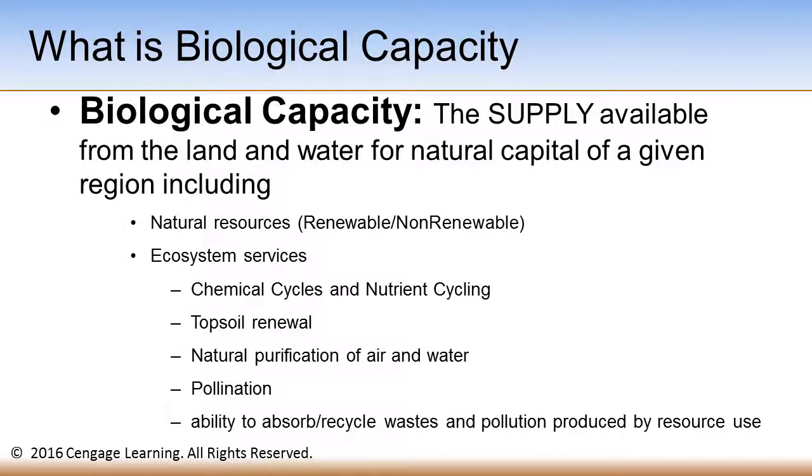So what is biological capacity? It's actually the opposite of the ecological footprint. Eco footprint is the demand on the environment by humans. Biological capacity is the supply from the environment of natural resources and ecosystem services. In other words, natural capital. So as listed on the screen in front of you, biological capacity equals supply, and it's referring to the natural resources, both renewable and non-renewable, as well as the different ecosystem services provided in that specific geographic region.